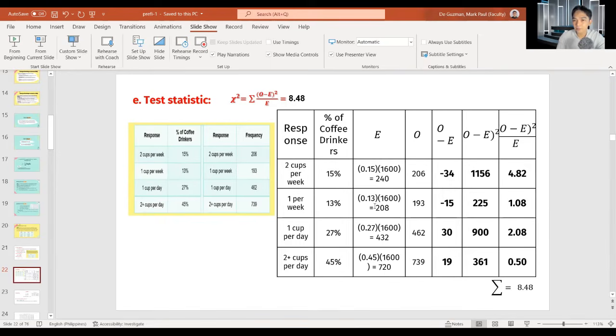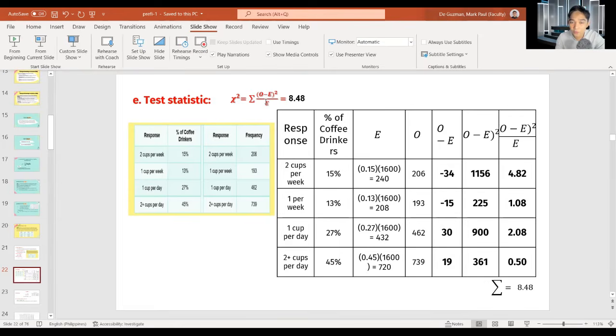Same process, 13% or 0.13 times 1,600, that is 208. Then 27, that is 0.27 times 1,600, so 432. And 45%, 0.45 times 1,600 is equal to 720. So, meron na tayong expected frequency.